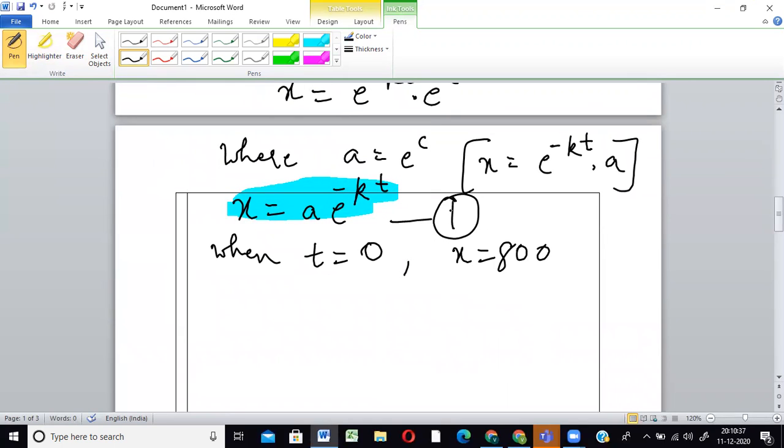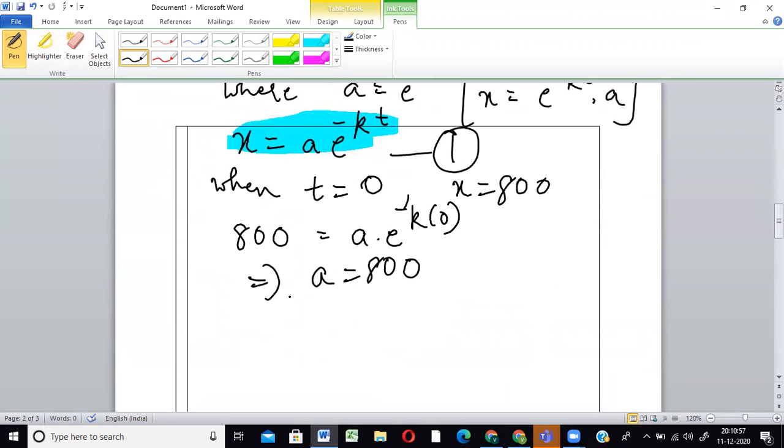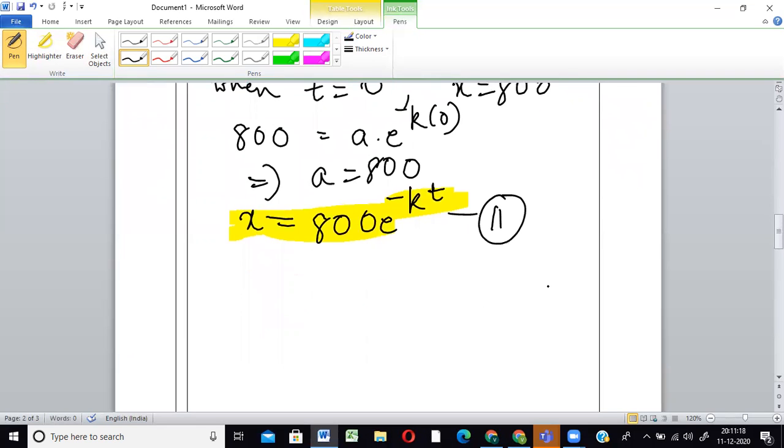So we will substitute that in equation 1. What do we get? In place of x we substitute 800, which is equal to a into e raised to minus k into 0. So this gives us a is equal to 800. Okay, so we get the value of a because this is e raised to 0 and anything raised to 0 is 1. So we get a is equal to 800. So we are going to substitute that in our main equation, our highlighted equation number 1. So we get this, right? I will just name this as equation number 2 and I will highlight this also. Okay. Now after substituting the value of a as 800, we get this thing, right?